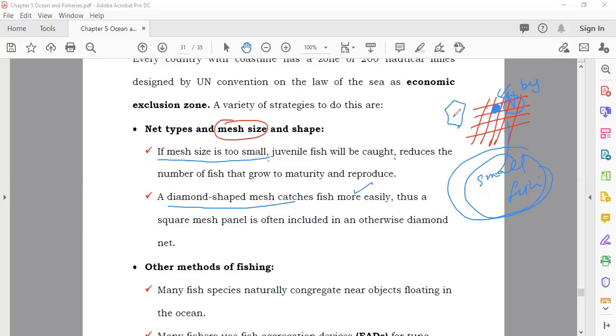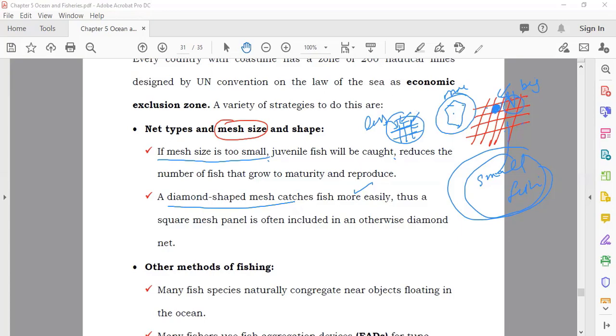So it means that instead of using this one, if you use the square one like this, it will catch less, while this one catches more. So you should make this obligatory, compulsory for the farmer or fisherman. They will use this one, not this one, because this way they will catch less fish and the fish can have time to regrow. But if you use this one, they can catch more fish. So this type of rules they can introduce.